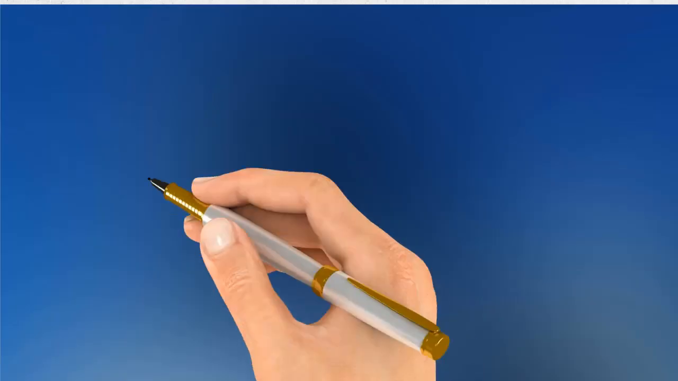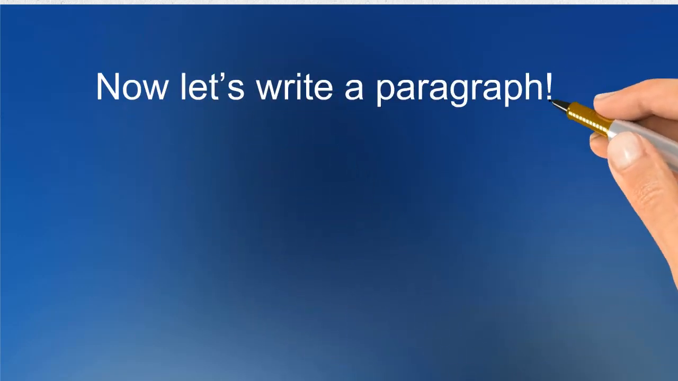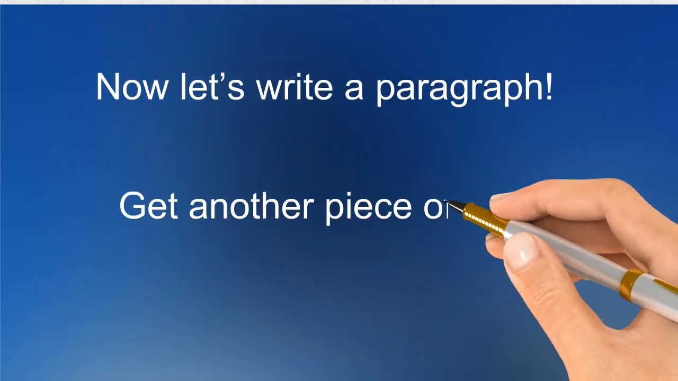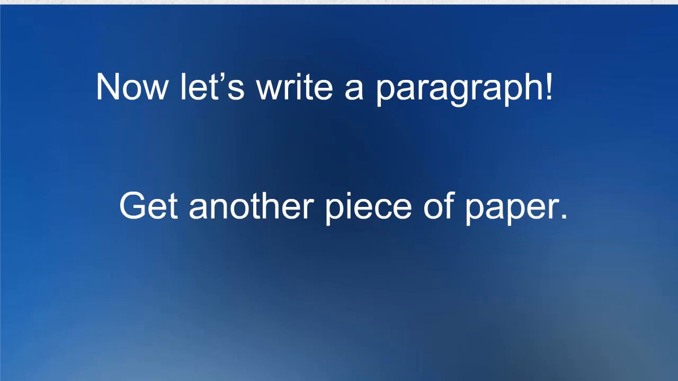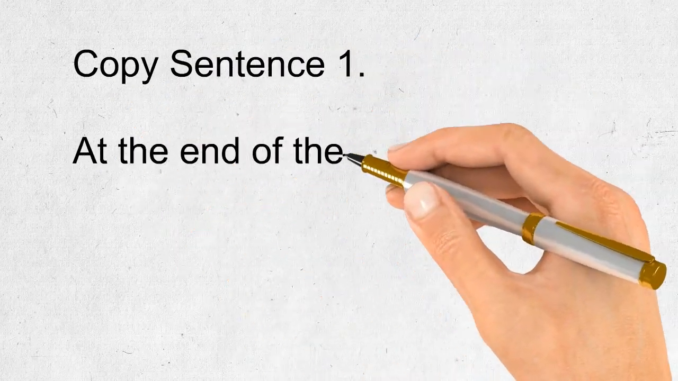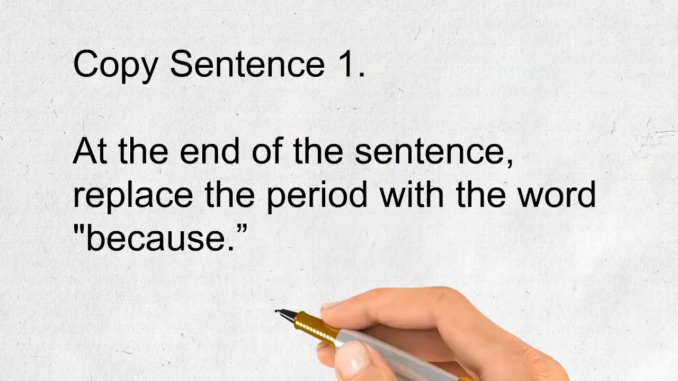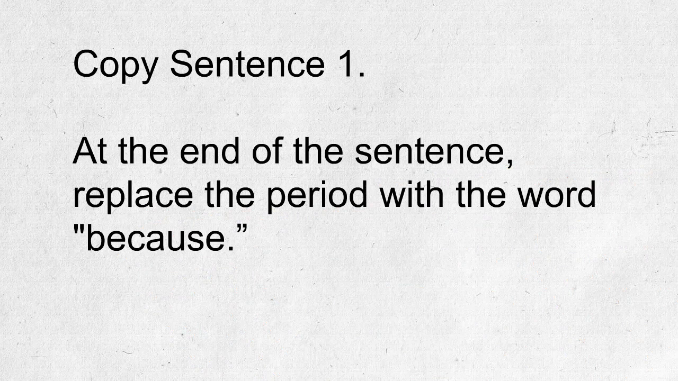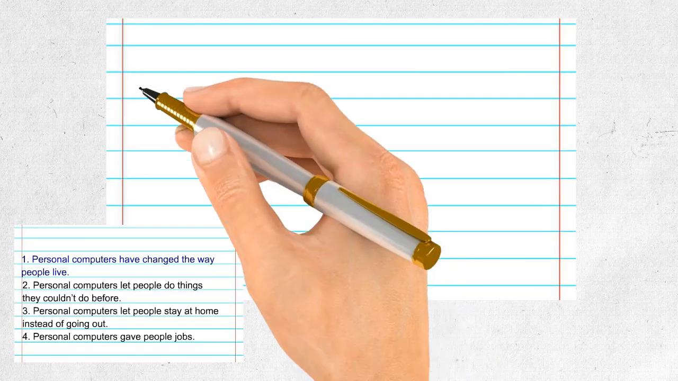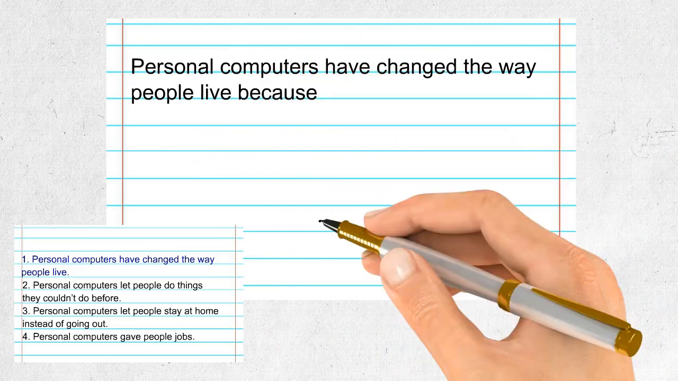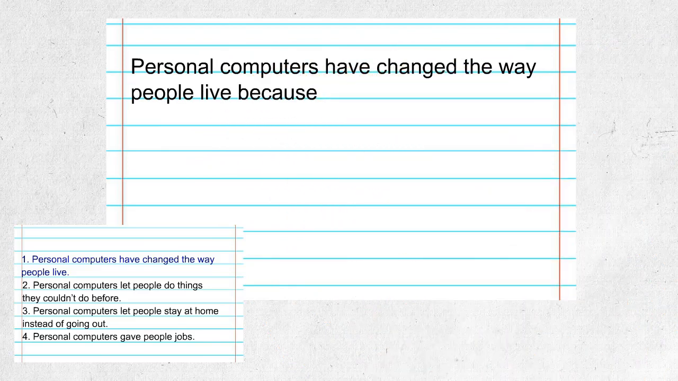Okay, so now we're going to write that first paragraph. What you'll need is another piece of paper, or if you're using a computer, just hit return a couple times. We're going to copy and paste a lot, and later on you can of course just delete your outline. Alright, so the first thing we do is copy sentence 1. And at the end of that sentence, we replace the period with the word because. And it looks like this. And you can also see that we took this directly from our outline.